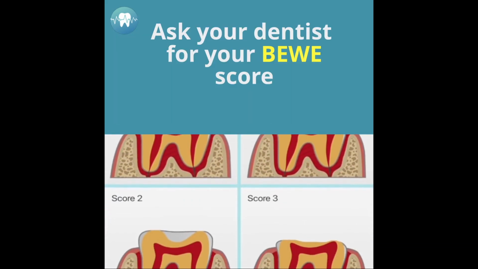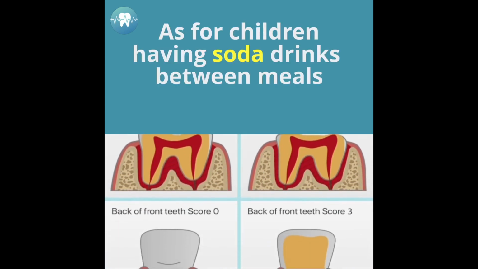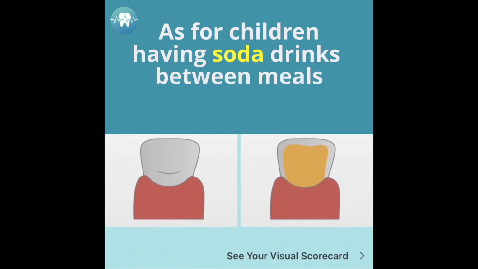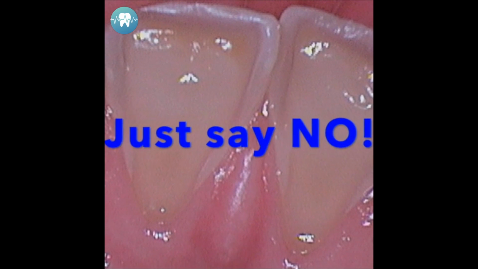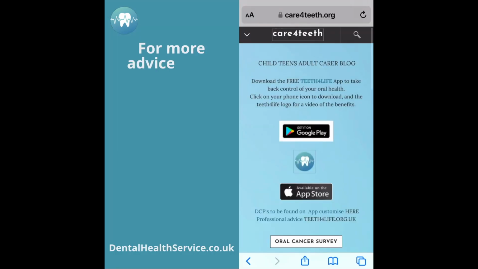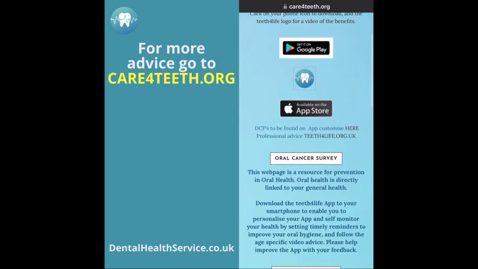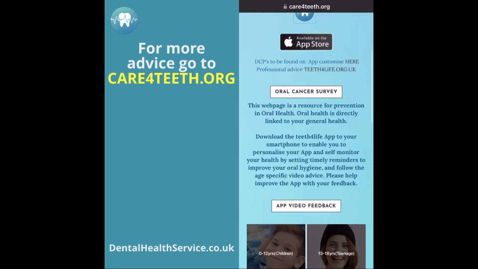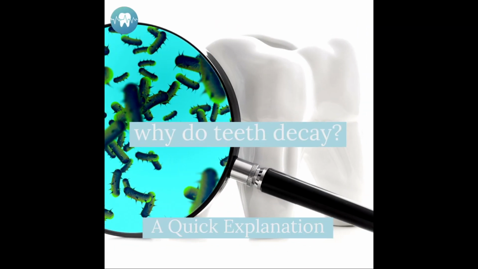And so we have a specific score called a BEWE, and check how your score compares to your parents'. And this is what can happen. This is when you swish Coca-Cola around the front of your teeth. So this is another site to get information about looking after them.